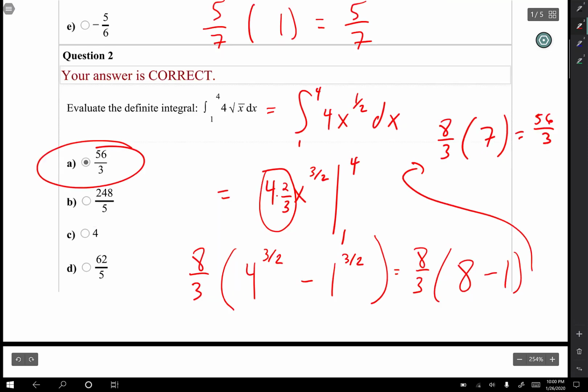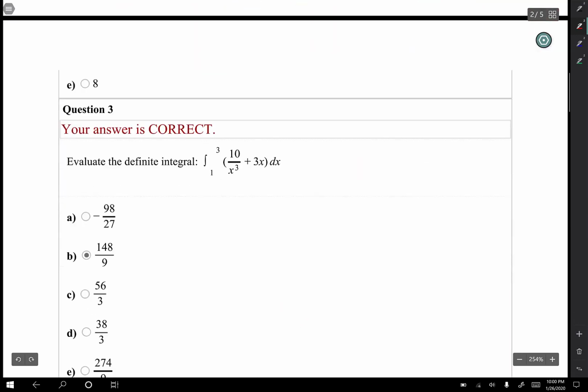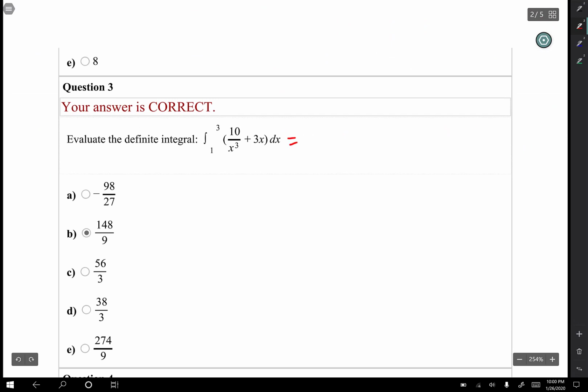Let's say we got the second one, guys. All right, let's go to the third. All right, before you do this one, bring that x cubed up. Integral 1 to 3 of 10x to the -3 plus 3x. And now we're ready. So here we go.